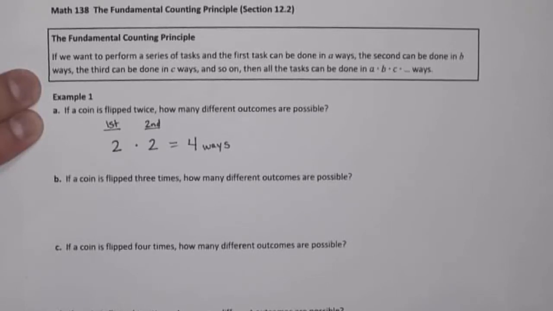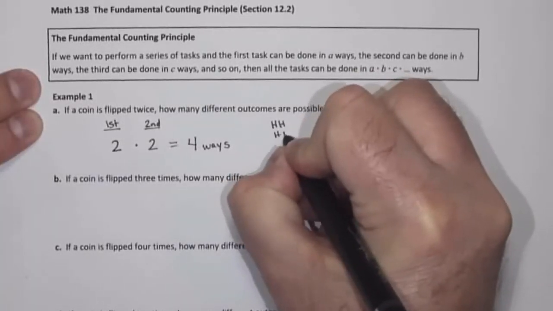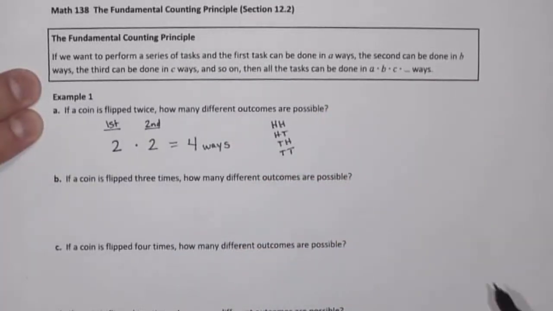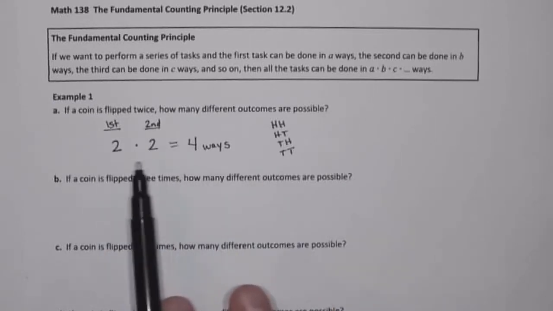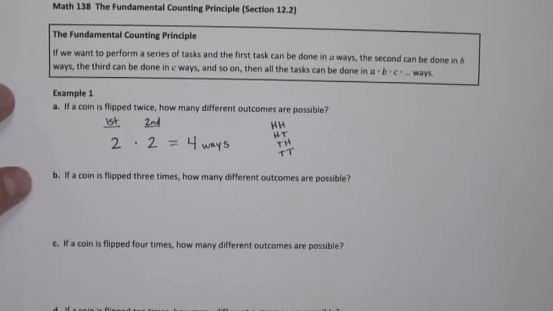And again, we listed those previously. In a previous video, we actually listed those as heads, heads, heads, tails, tails, heads, or tails, tails. So we listed those outcomes previously. Here we didn't really want to list them necessarily. We just wanted to determine how many different outcomes are possible.